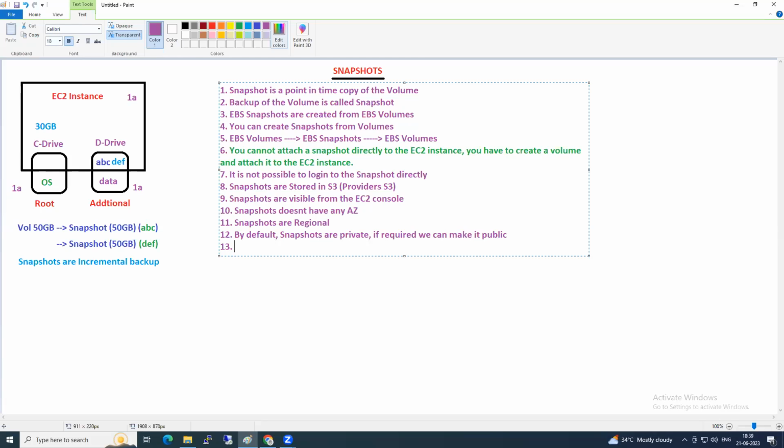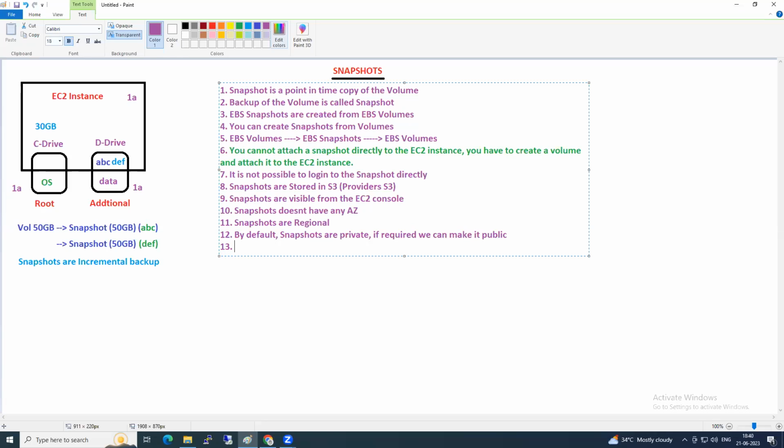So I have my data in the Mumbai region. I want that same data to be available in the Ireland region, let's say. Can you move this volume directly to another region? What do you need to create? You create a snapshot, and this snapshot you can copy to another region. Here the certification question is, can snapshots be copied to other regions? Answer is yes. You can copy the snapshot from one region to another region.